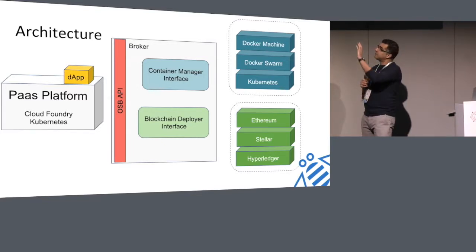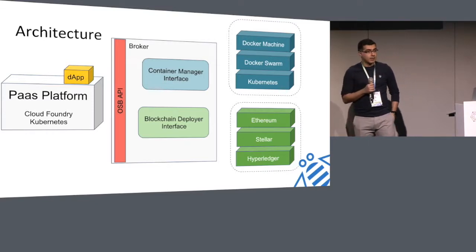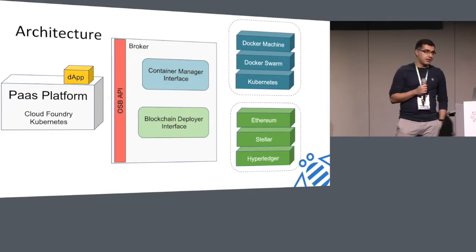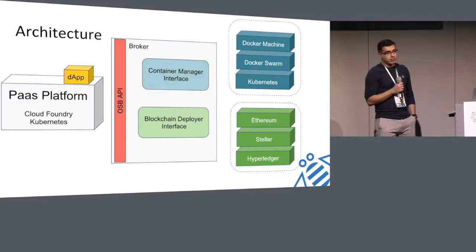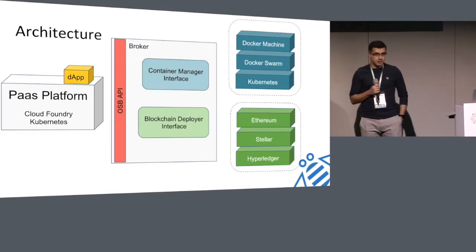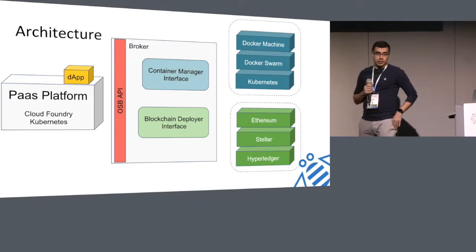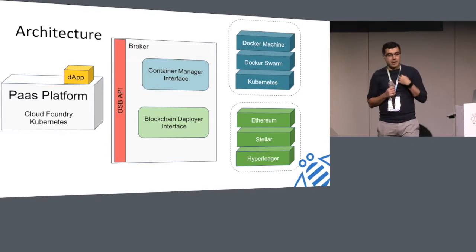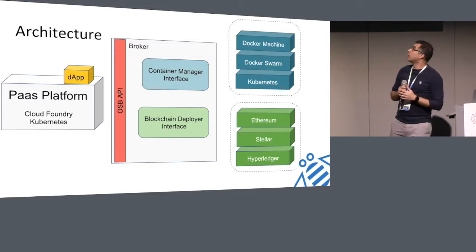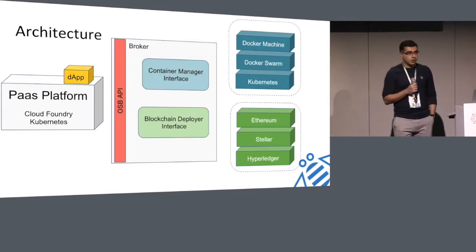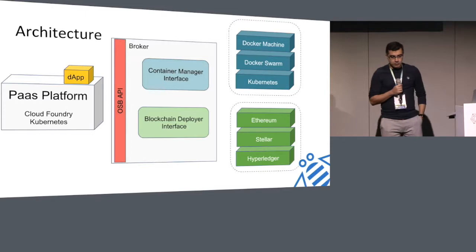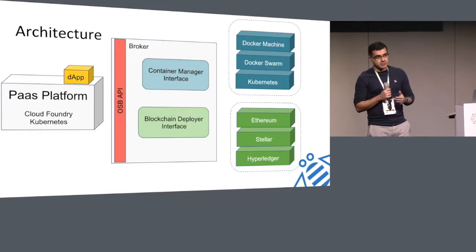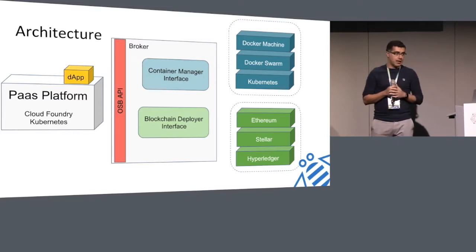On the left end, you see that you have a cloud platform. This cloud platform can be anything like Cloud Foundry, Kubernetes, Heroku, or basically any platform that can run your decentralized application. In the middle, you have the broker. The idea for the broker is that it provides you two levels of abstraction: one for managing containers, and the other for managing the blockchain network. So the broker basically does two things. It provisions services, and then it binds services to the applications.